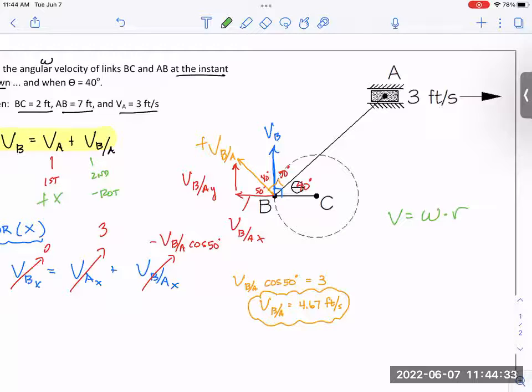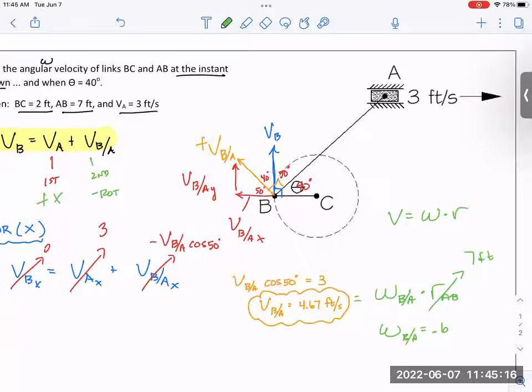So since we just found this linear velocity of B as it rotates around A, I could say that's equal to the angular velocity of B as it rotates around A times the radius of, well, BA or AB or whatever. And since I was told the radius of AB was 7 feet, if I take that 4.67 and divide by 7, I get that angular velocity is 0.67.